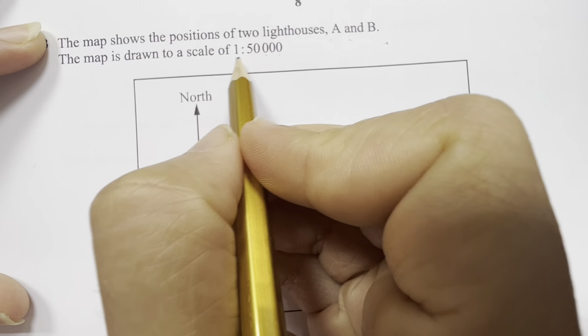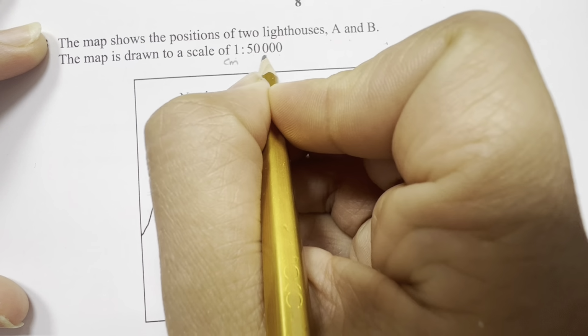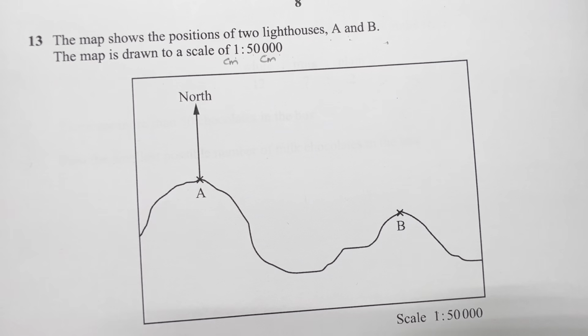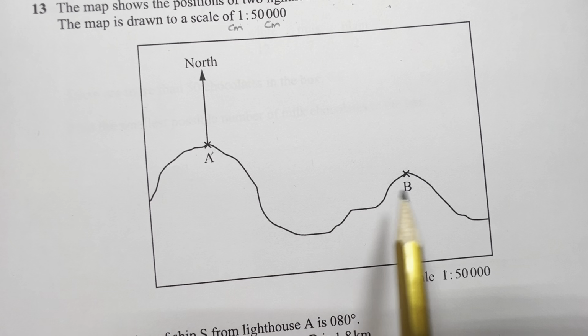Take care that the scale is 1 to 50,000, this is centimeter and this is also centimeter. So any number I'm going to deal with in the question should be converted to centimeter. Okay, here is A and here is B.